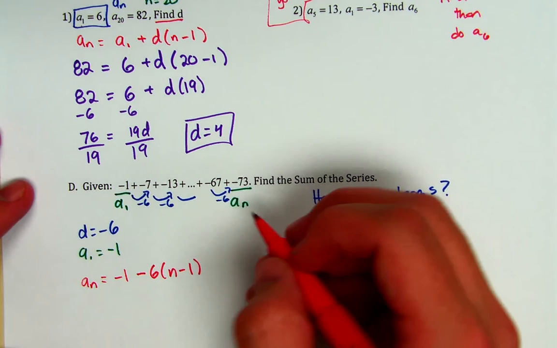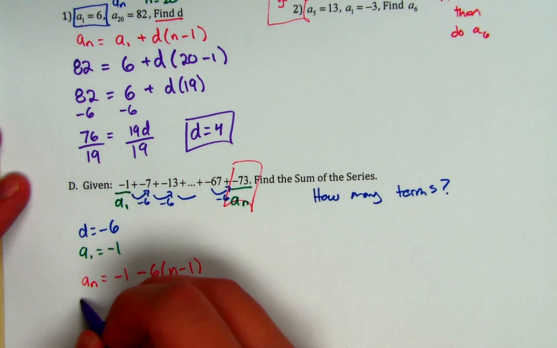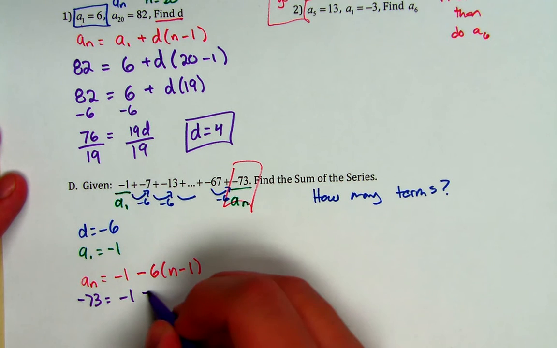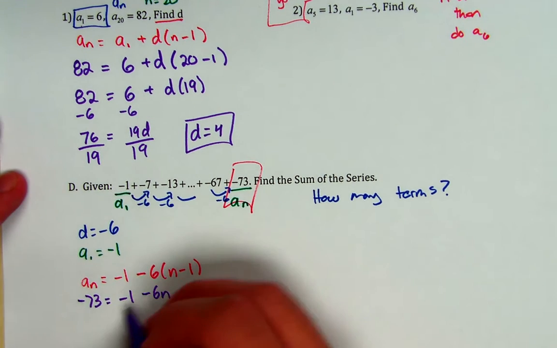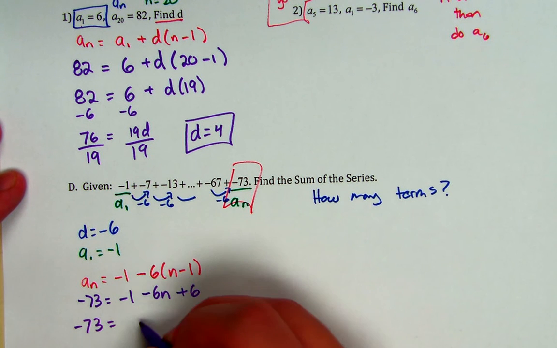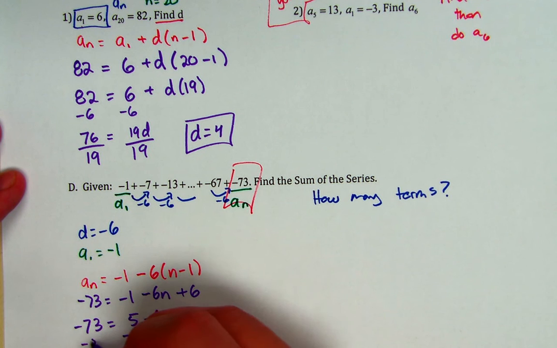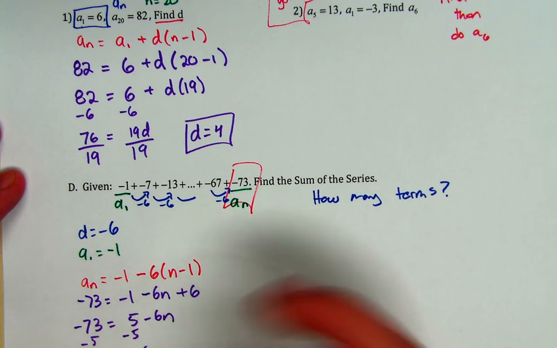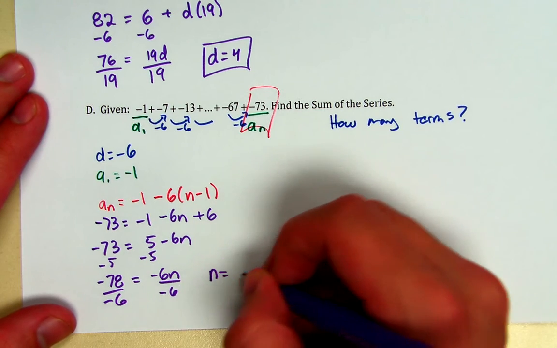Well, I know AN, I know the end. I have it here. So put it in. We've got negative 73 equals negative 1. Distribute, so we got negative 6N plus 6. Well, negative 73 equals 5 minus 6N. Subtract 5, negative 78 equals negative 6N, divide by negative 6. I'm off the screen, my bad. And you get N equals 13.